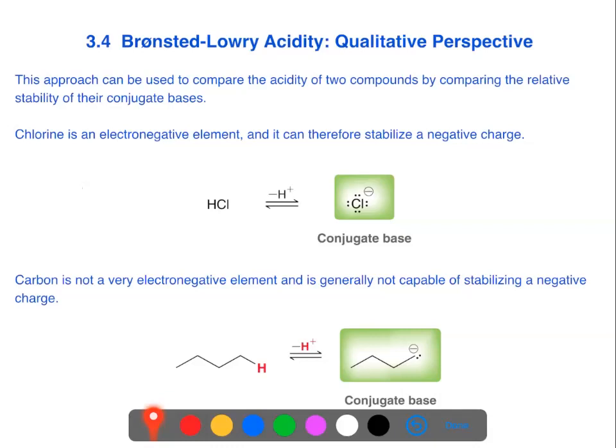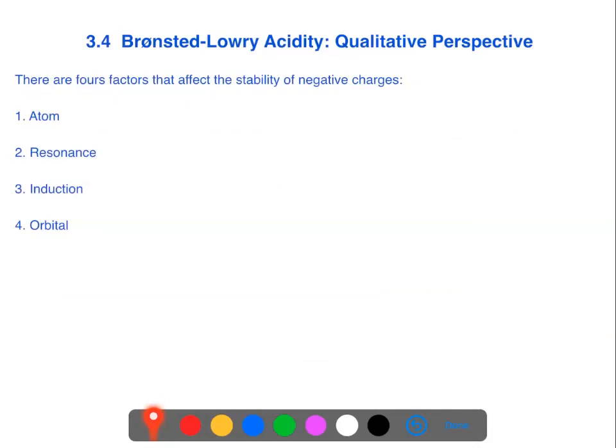There are other factors that can be useful in determining the relative stability of a conjugate base. Those factors are atom, as we saw in the previous example, but there's also resonance, induction, and orbital, which also play a role in the relative stability of conjugate bases. So what we'll do now is go through an example where each of these factors plays a role in affecting the relative stability of the conjugate base.